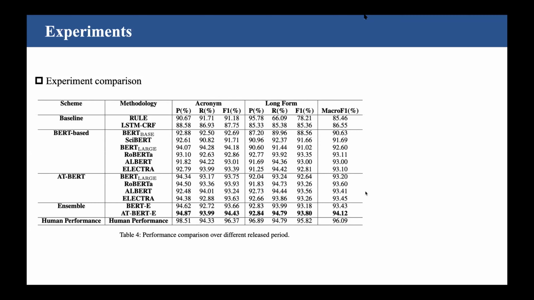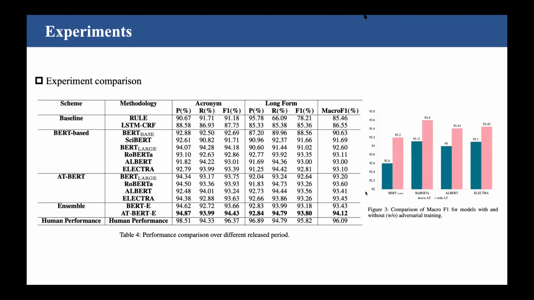Meanwhile, taking advantage of a larger training corpus and a more effective training strategy, the performance of other BERT-based models like RoBERTa and Electra gets further improvement. With the fast gradient method adversarial training strategy, we can clearly observe that the AT-BERT based models outperform those without adversarial training by a large margin.